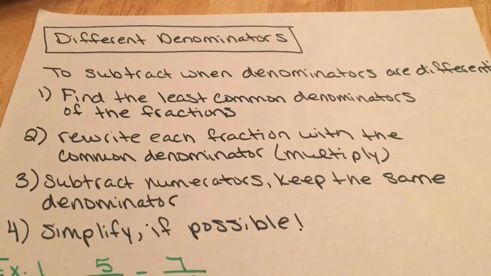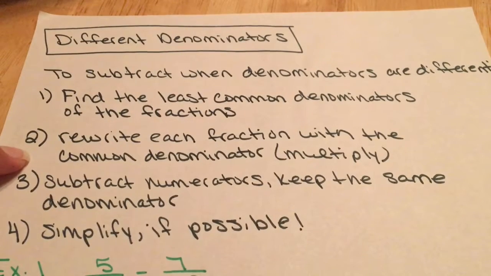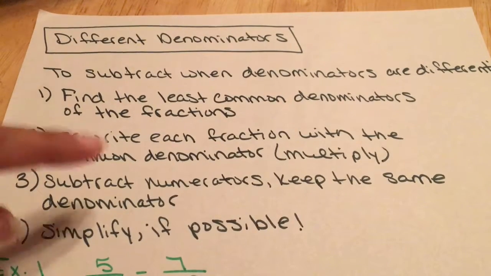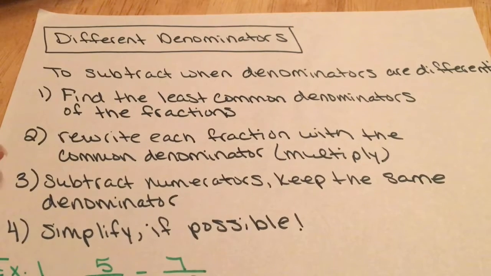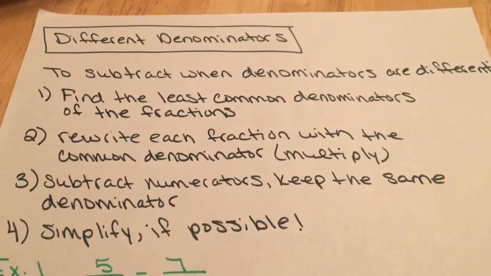Now we're going to move on to fractions with different denominators. So it's going to be very similar to adding. We're going to follow 4 steps here. When we want to subtract fractions with different denominators, the first thing is to find the least common denominator of the fractions. The second, rewrite each fraction with the common denominator, which means we're going to multiply the numerator and denominator. And 3, subtract the numerators and keep the same denominator. Step 4 is to simplify if possible.